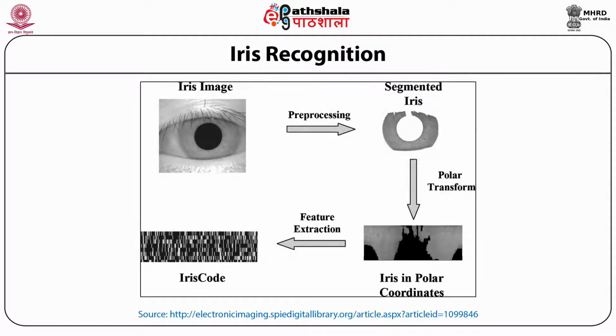This diagram is showing you the process of iris recognition. In this process, in the first step, the iris image is acquired from the biometric device, and then in the pre-processing stage, the unique pattern of the iris is extracted or segmented. Then the unique pattern of the iris code is extracted from this iris part, which is used for the comparison, and after comparison a matching score is given.